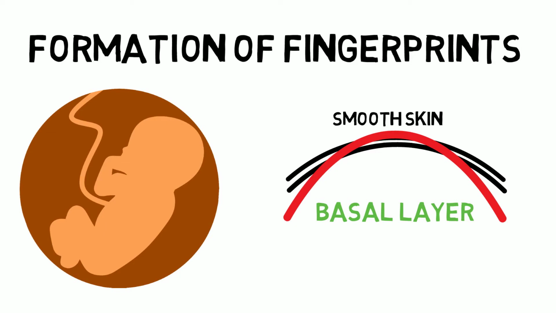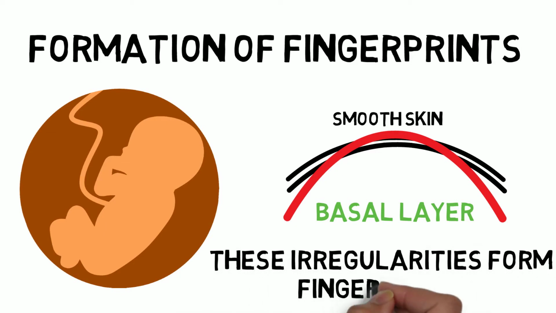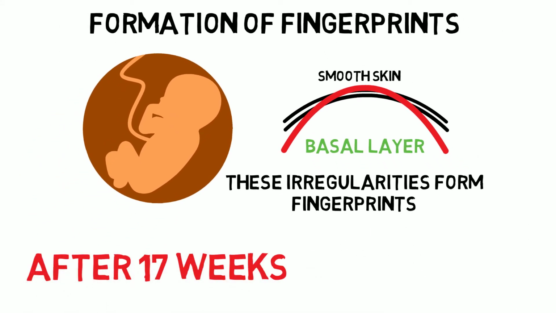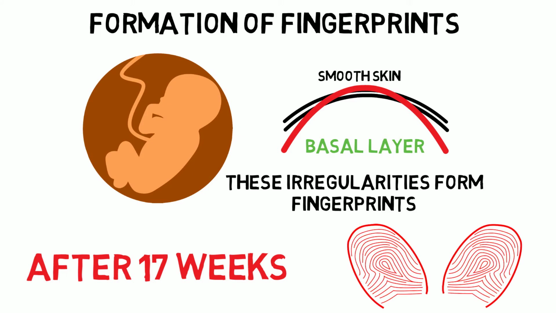The expanding lower layer ends up scrunched between the outside layer, and it is these irregularities that start the formation of fingerprints. These folds eventually cause the surface layers of the skin to fold, and by the time a fetus is about 17 weeks old, which is about halfway through a pregnancy, its fingerprints are set.